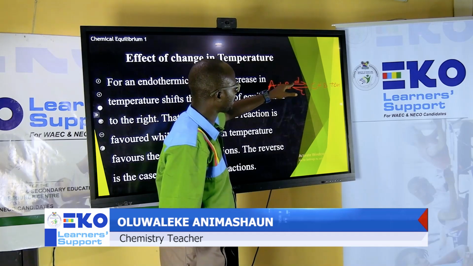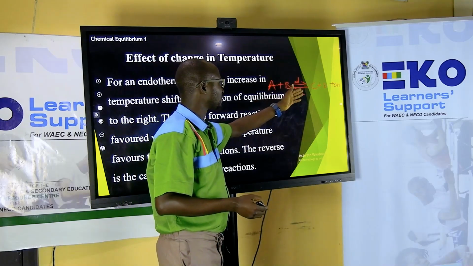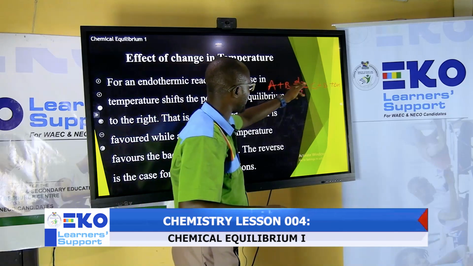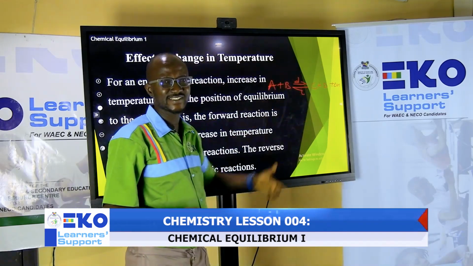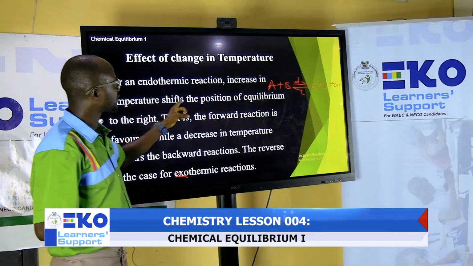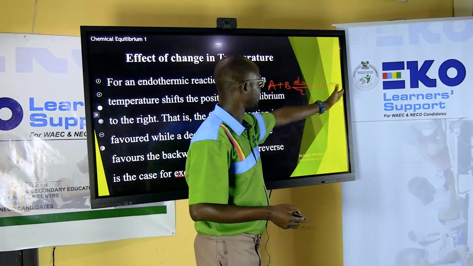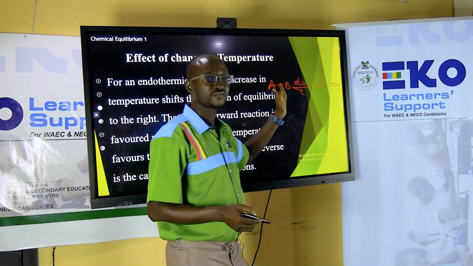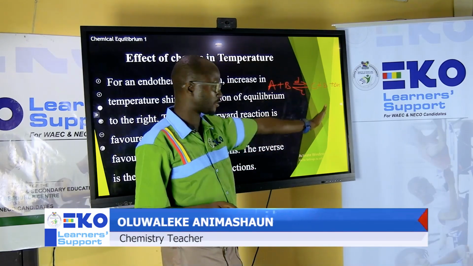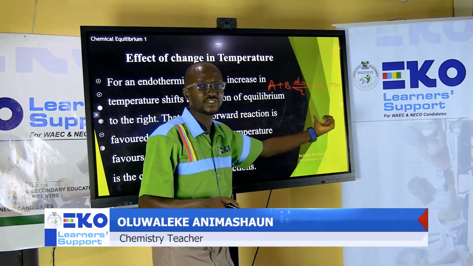So if an endothermic reaction occurs, for that forward reaction to be favored, according to Le Chatelier's principle, there has to be an increase in temperature, something opposite to the direction of the reaction. That's what this statement is saying, that increase in temperature shifts the position of equilibrium to the right. This is the right. That means, in other words, forward reaction is favored. Shifting the equilibrium position to the right means forward reaction is favored. Shifting the equilibrium position to the left means backward reaction is favored.